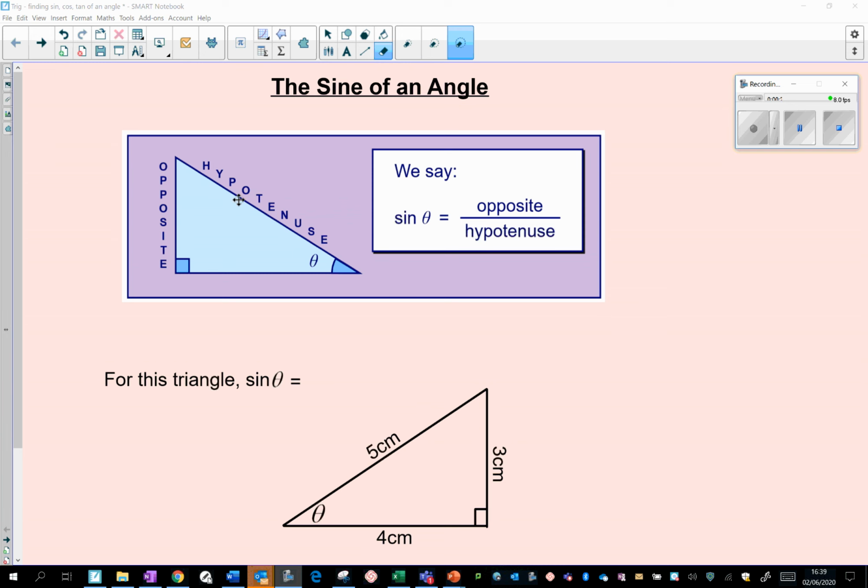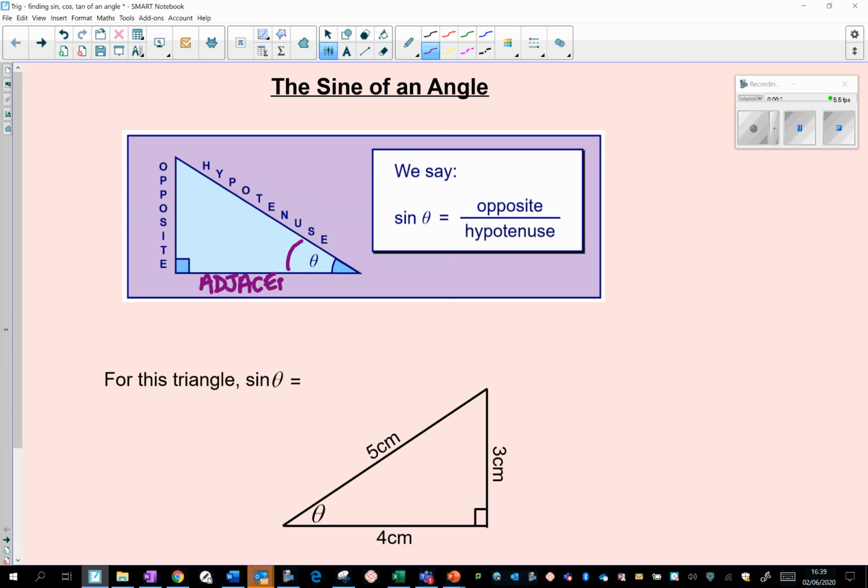So remember, the hypotenuse is the longest side, the opposite is the one which is opposite the acute angle, which is marked. So over here is the opposite, and the third side is called the adjacent.